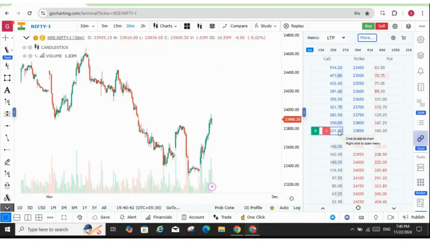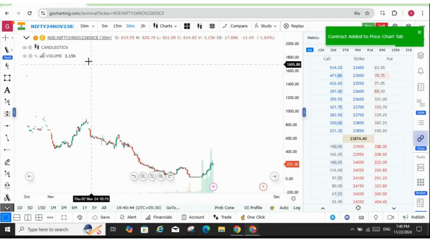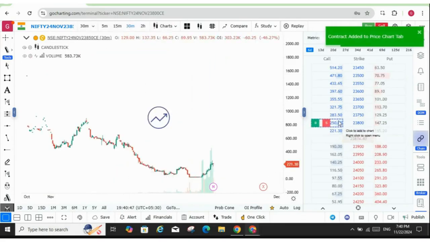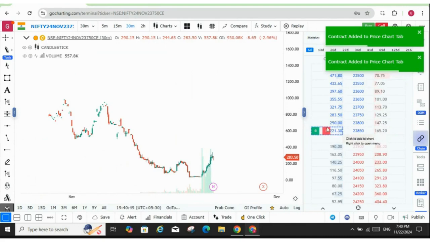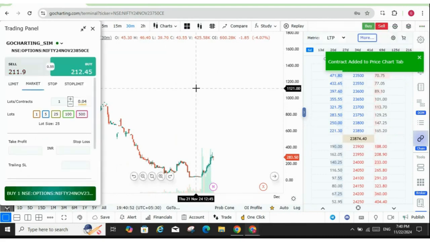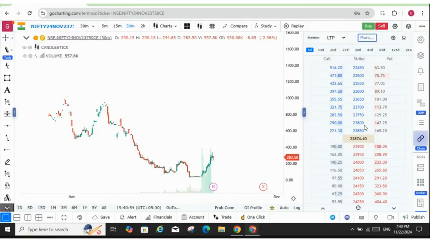You can simply click on this space bar, and you will get the option charts, right? So these are the option charts. You can also press buy and sell directly from here, and you can directly place an order, right? So this is about the option chain.